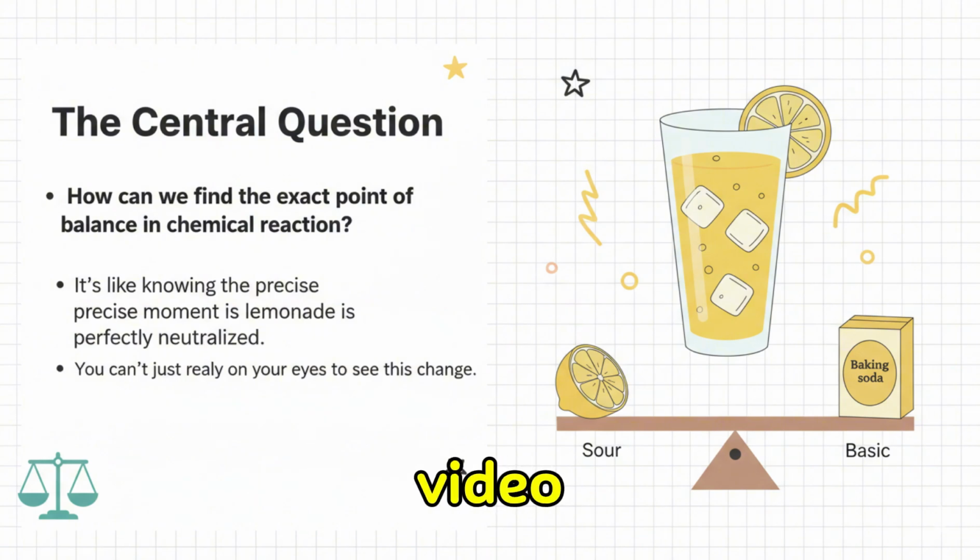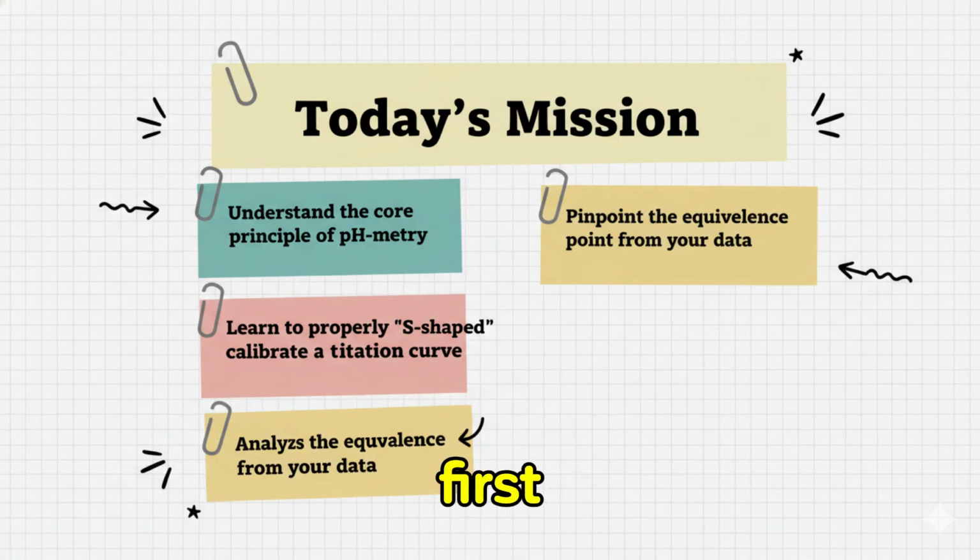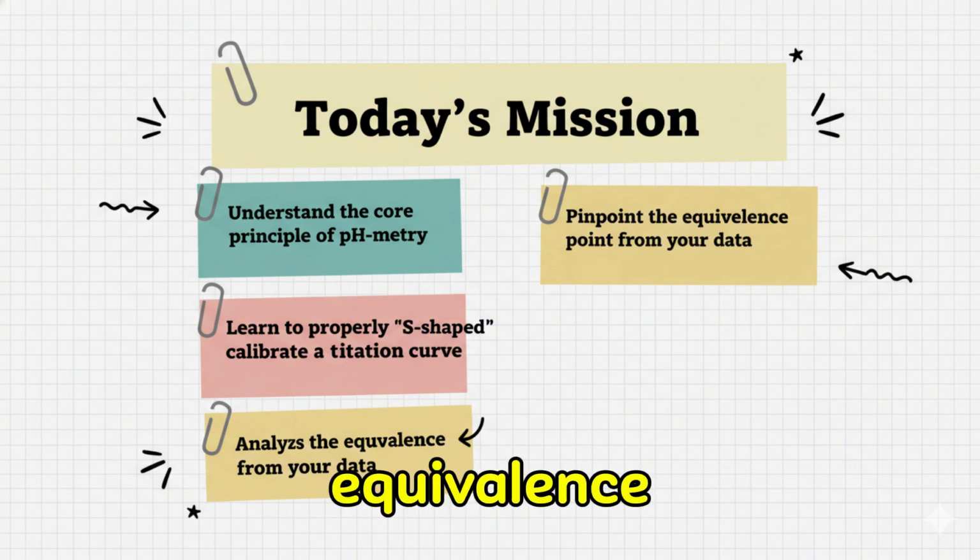By the end of this video, you will understand, first, the core principle of pH-metry. Second, how to properly calibrate a pH meter, a crucial first step. Third, how to analyze the classic S-shaped titration curve for a strong acid and a strong base. And finally, how to find the exact equivalence point from your data like a pro.